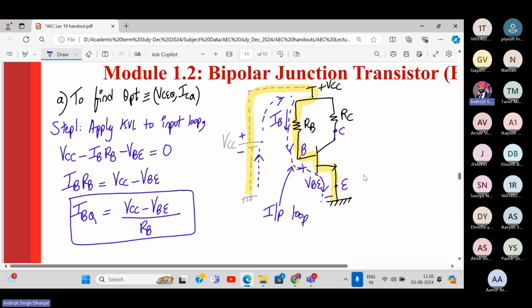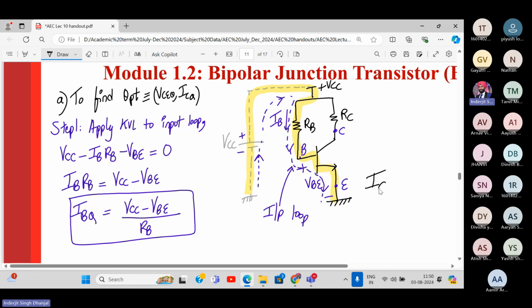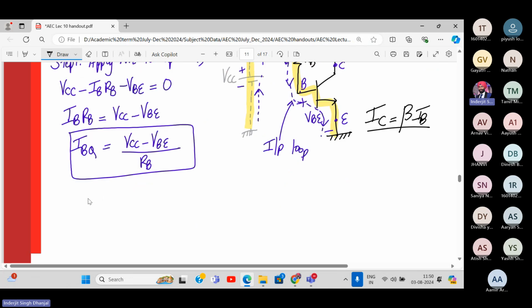And now anyone can tell me how we'll find ICQ or IC from IB. So they have a relation, IC is beta times IB. Yes or no? So can you tell me what will be the expression? Acha, before that, why is this called a fixed bias circuit?